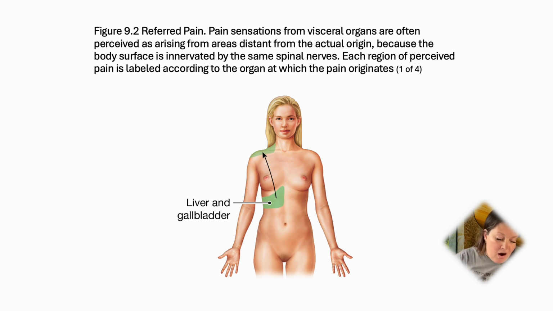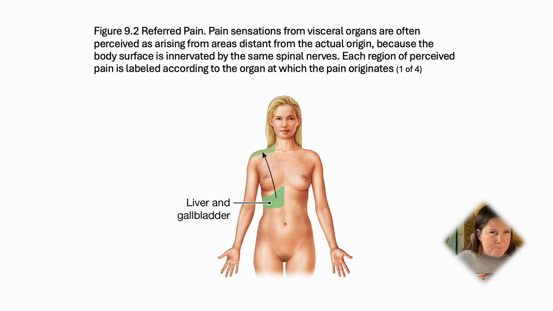Recall that our visceral organs leading into this are not innervated very well with free nerve endings or our nociceptors. And so identifying visceral pain is a challenge. Our organs, for example, are innervated in our spinal nerves at different levels. It's not a direct communication to the central nervous system.